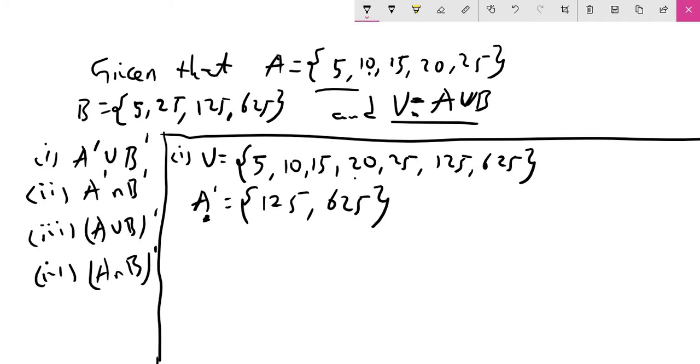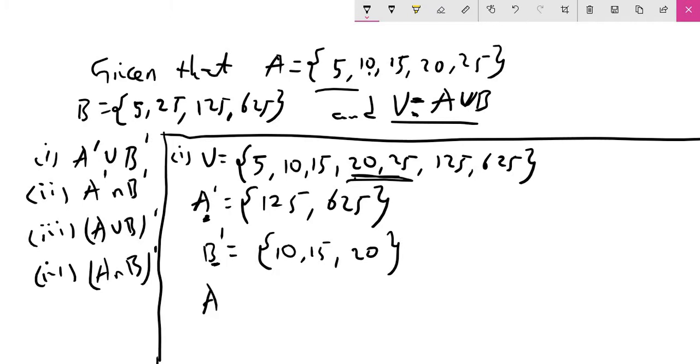Okay, so that's A complement. B complement is also the set of all elements that are not within the set B but can be found within the universal set. So we have 10, because 5 is there, 10, 15, 20. That's it. And we close it off. So that is A complement and B complement.